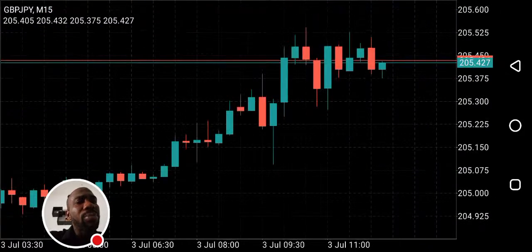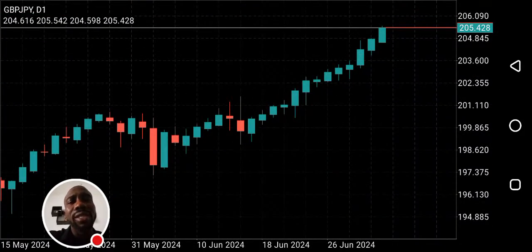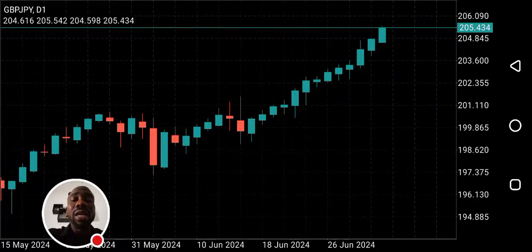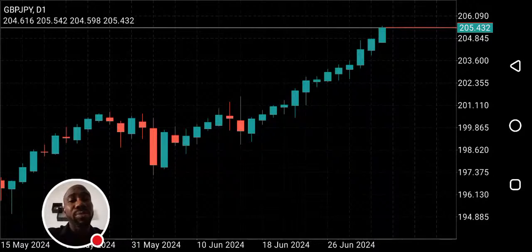GBP JPY is still very bullish. As you can see, yesterday's candle closed bullish, and since the opening of the market, it has been bullish. So you should be considering buying. But like I shared with you guys on Monday, buying GJ at the current market price is at very high risk. It could pull back anytime soon. I'm expecting a pullback.